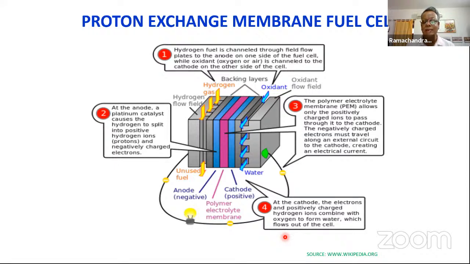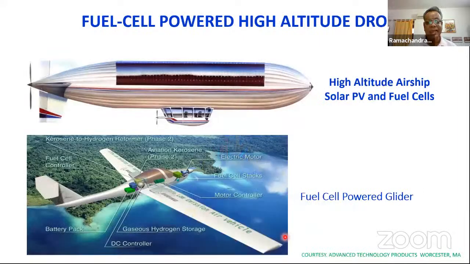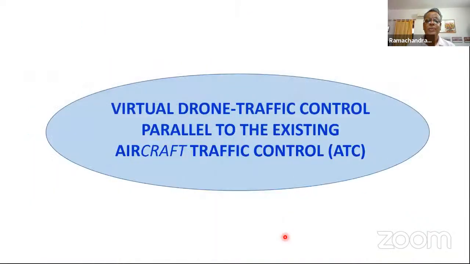Without that, we will only be talking about the thrill of flying for a few minutes, perhaps a few hours, but not beyond that. So fuel cell technology is a must, and you can see elsewhere, there are already gliders which are working, and there are already high altitude air vehicles which are all working on fuel cells as well as solar panels. So these are the two additional technologies which would support drone technology if it has to be fully exploited.